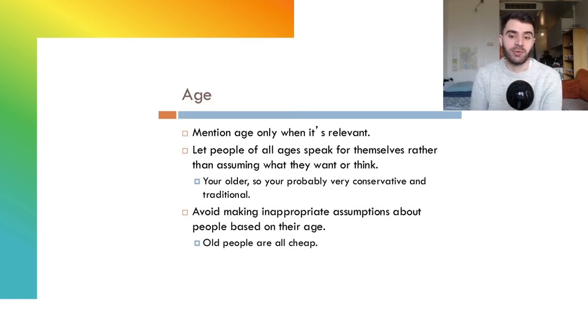Age. Mention people's age only when it's relevant. Let people of all ages speak for themselves rather than assuming what they want or think. For example, you're older, so you're probably very conservative and traditional. Avoid making inappropriate assumptions about people based on their age. For example, saying, old people are all cheap.